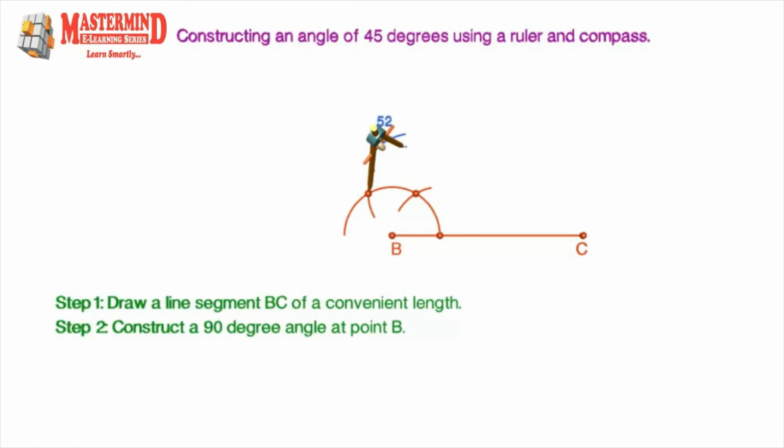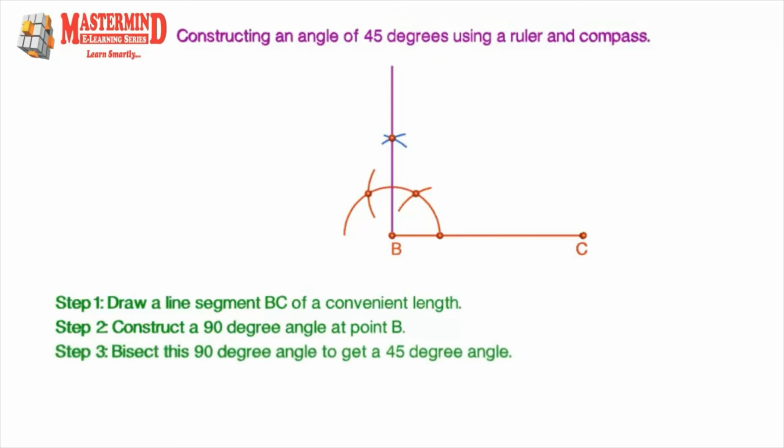45 is halfway between 0 and 90. So to construct this angle of 45 degrees, we need to bisect a 90-degree angle. Now we are going to bisect this angle. Taking the compass on both the arms, we draw arcs in the center, and they intersect at this point. Now we draw a line passing through this point of intersection and B. This is our angle bisector.